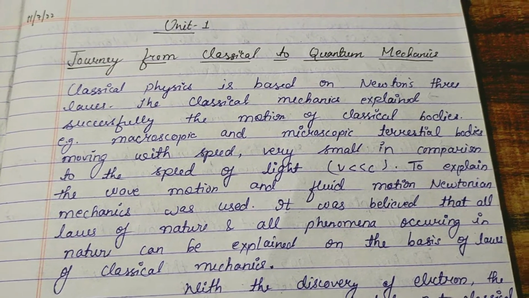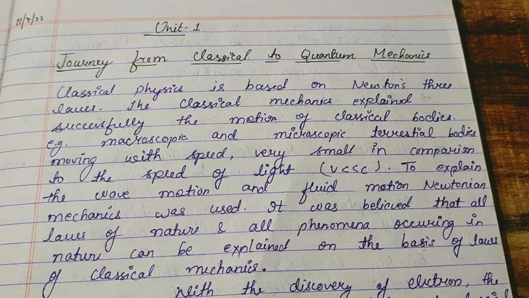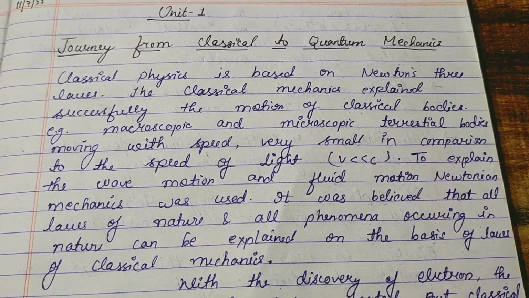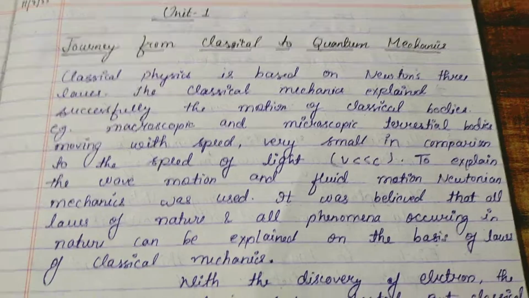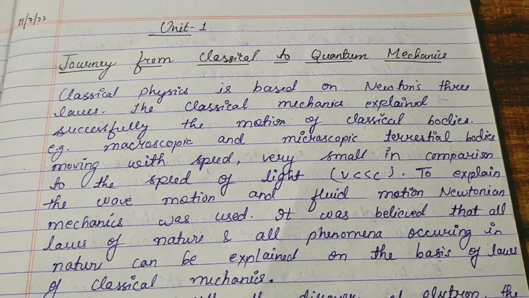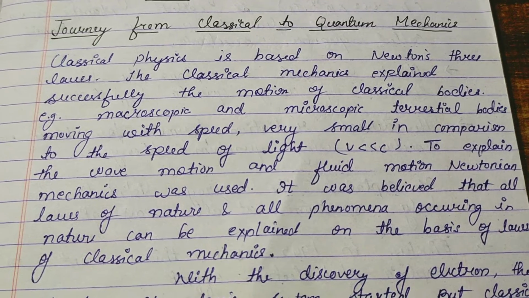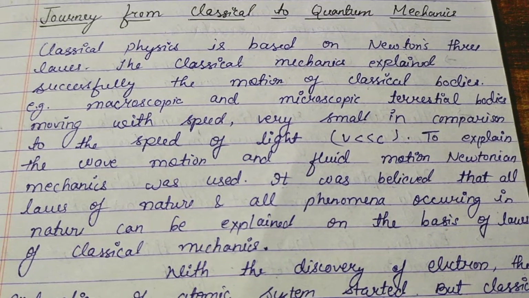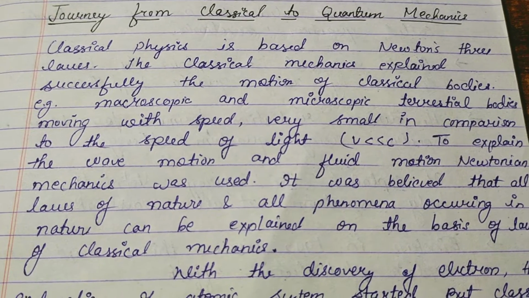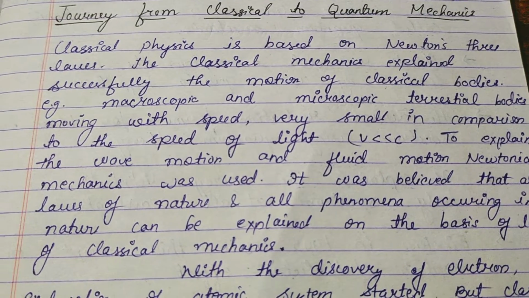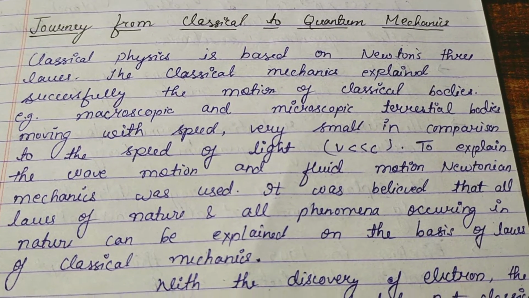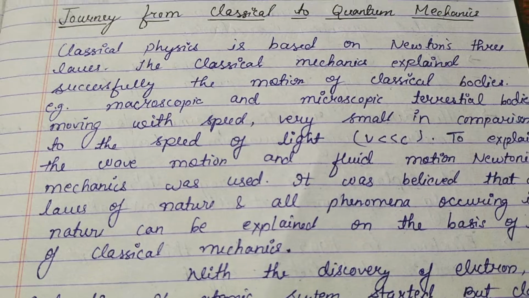Today I will tell you something about a journey from classical to quantum mechanics. Classical physics is based basically on Newton's three laws. Classical mechanics successfully explained the motion of classical bodies, for example, macroscopic and microscopic terrestrial bodies moving with speed very small in comparison to the speed of light.